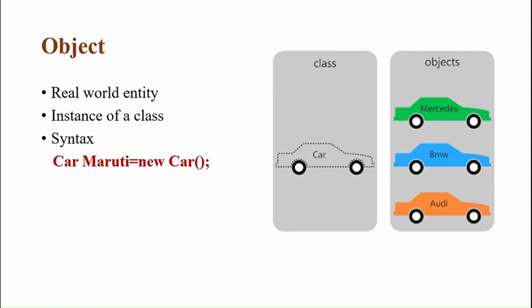Basically, an object is generally known as a real world entity. An object generally has a physical existence. An object is also known as an instance of a class. Earlier we learned about what exactly a class is. So here we learn about objects.